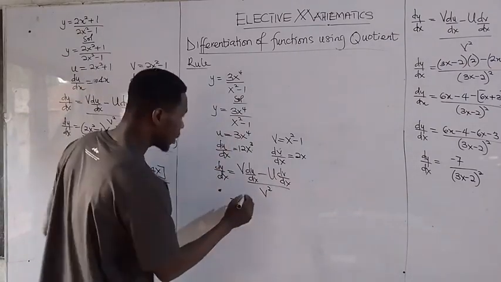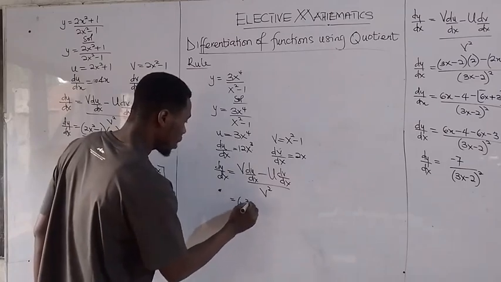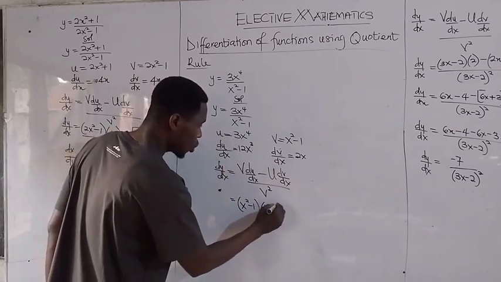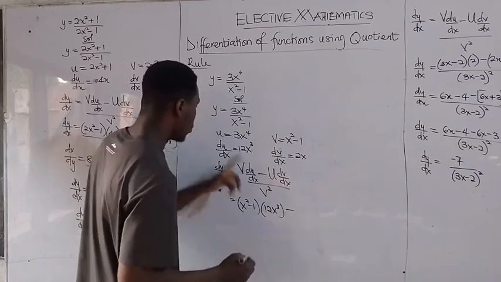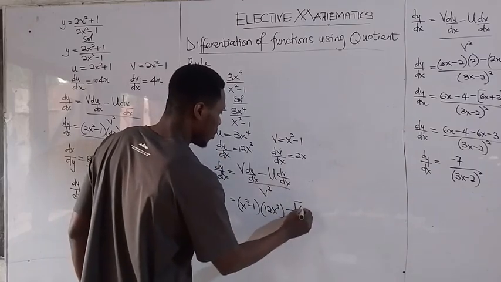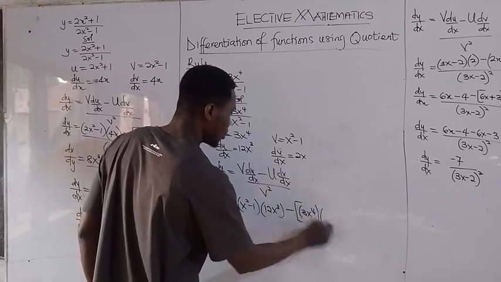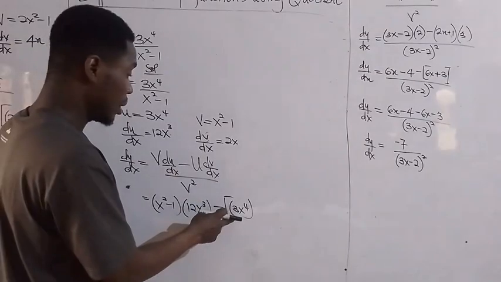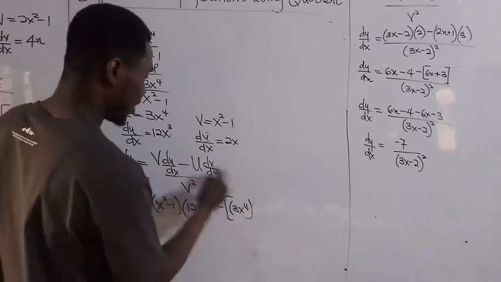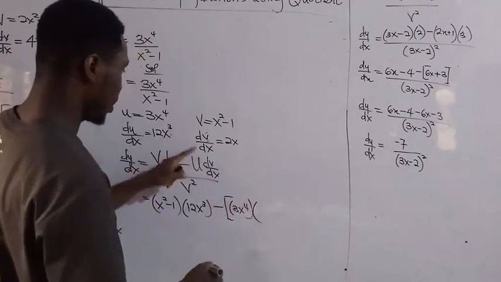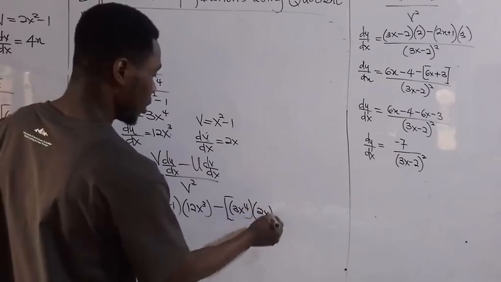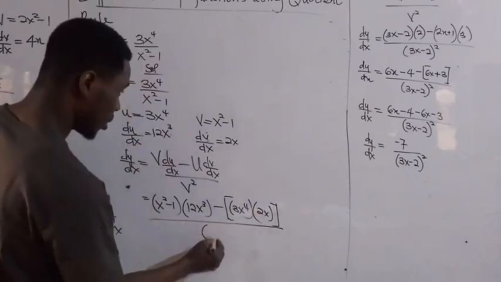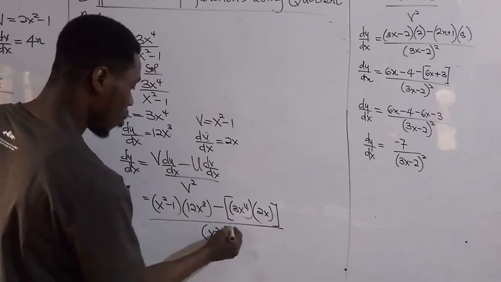So we just do the substitution. Our v, we know that it is x squared minus 1. Our du is 12x cubed minus u. Our u is 3x to the 4th power. So our u is this, and our dv over dx, what is dv? dv is 2x. Then we close the brackets. All over v squared. What is v? v is x squared minus 1 all squared.